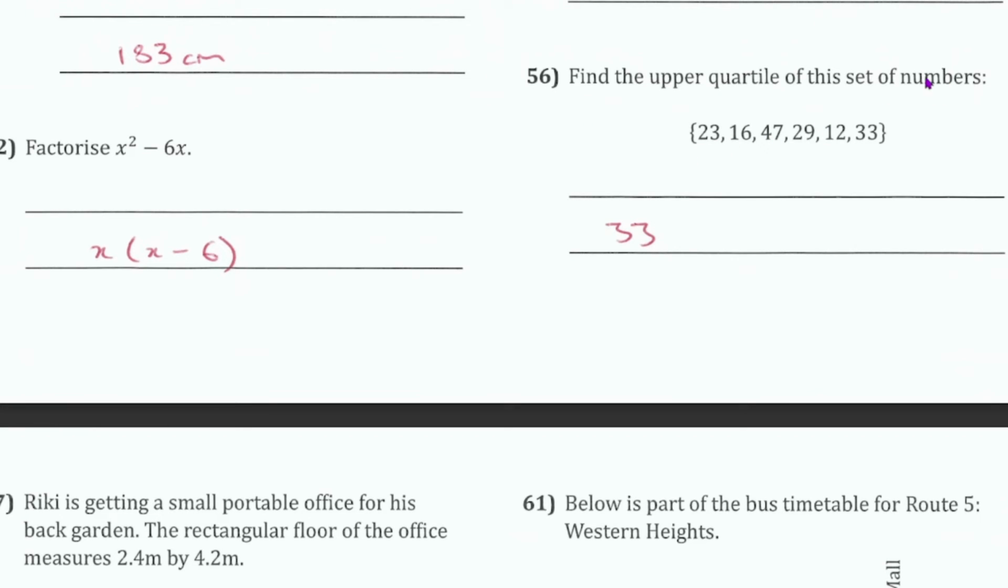Now this one was a little bit tricky. Upper quartiles, lower quartiles, these sorts of things we touched on briefly. First thing we need to do is order our numbers. So we get the lowest number, 12, then 16, then 23, then 29, then 33, then 47. Once we've written those out, we can notice the median is going to be right between the two middle numbers. The minimum is going to be the lowest number, the maximum is going to be the highest number.